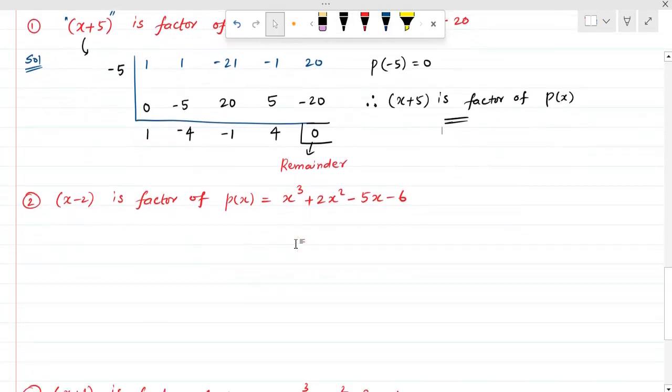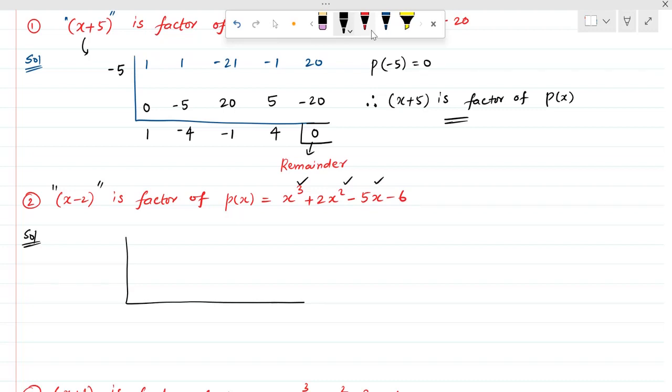Let us take the next problem. x minus 2 is a factor. I have to check whether this binomial is a factor of the polynomial. Let us check. I start with the same technique, synthetic division. Is there any missing term? 3, 2, 1 and constant. No missing. So I will take the coefficients 1, 2, minus 5, minus 6. And since it is given along with the x, I have to change the sign, so 2.